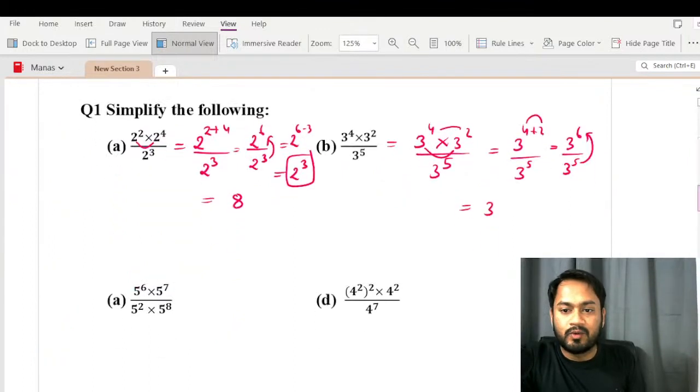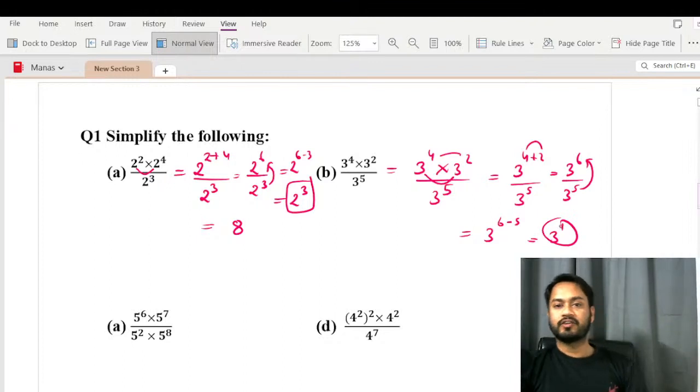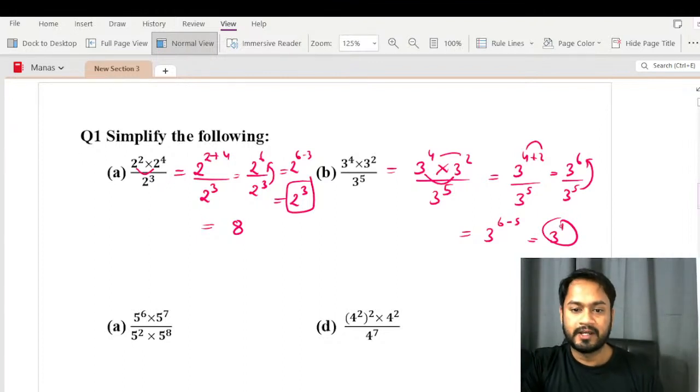Okay, so what happens here is, again, if it is 3 raised to power 6 divided by 3 raised to power 5, it will be 6 minus 5. So this will be 3 raised to power 1. This is how we generally solve the indices.